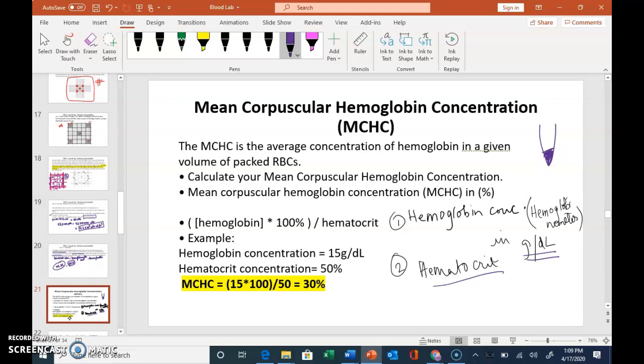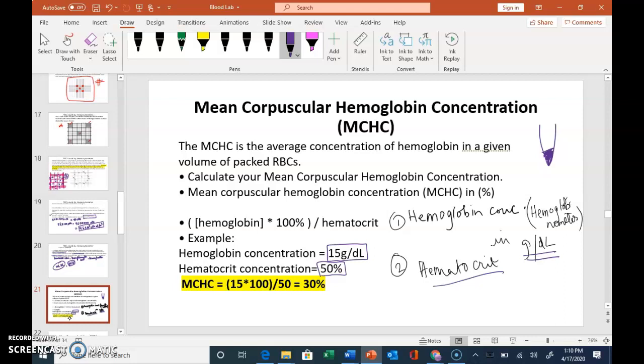Using these two numbers, you can find out MCHC. Let's do the math. Let's say your hemoglobin concentration is 15 grams per deciliter, and your hematocrit is 50%. These two will be given to you, and on a test or exam you will be asked to calculate MCHC. You take the hemoglobin concentration, which is 15 in this case, multiply it by 100, and then divide it by the hematocrit. That gives you 30%. So the mean corpuscular hemoglobin concentration in this case is 30%.